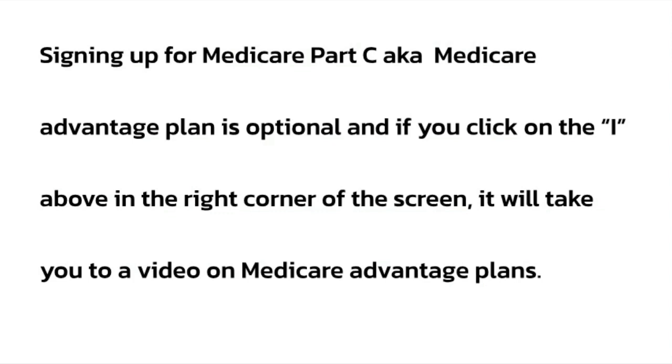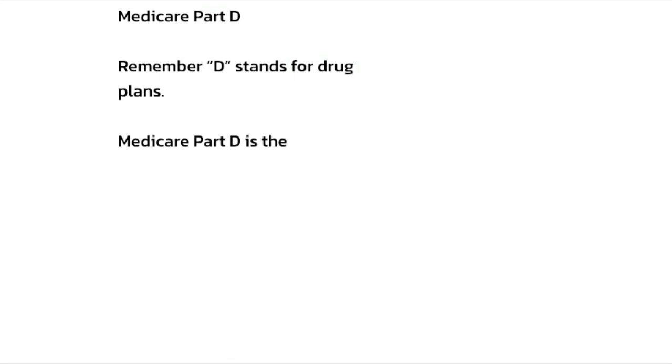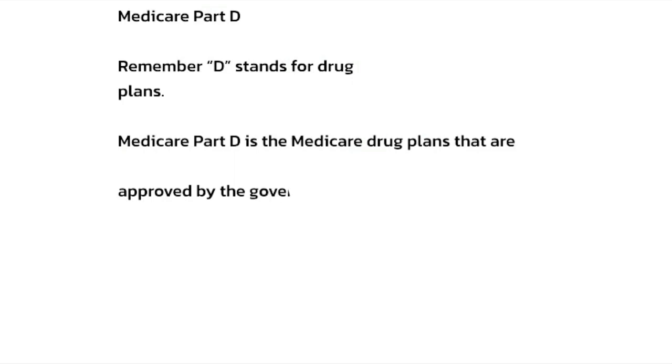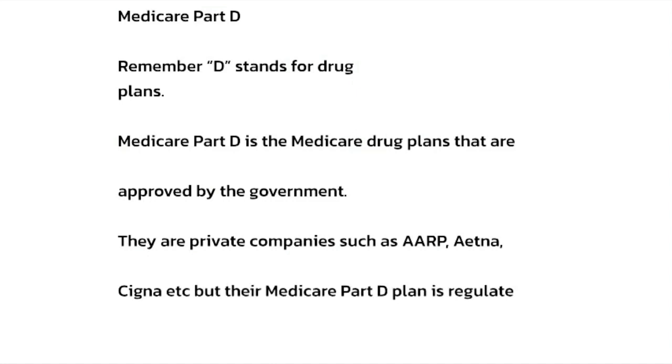This next section is Medicare Part D, which is prescription drug plans. Medicare Part D, remember D stands for drug plans. Medicare Part D is the drug plans that are approved by the government. They are private companies such as AARP, Aetna, Cigna, etc., but their Medicare Part D plan is regulated by the federal government.